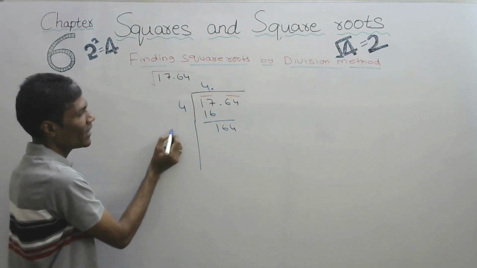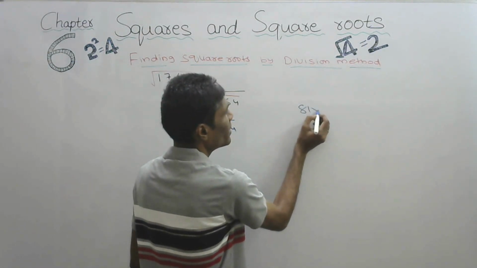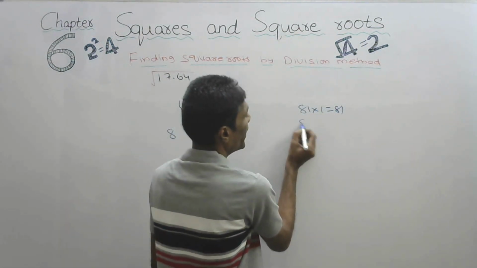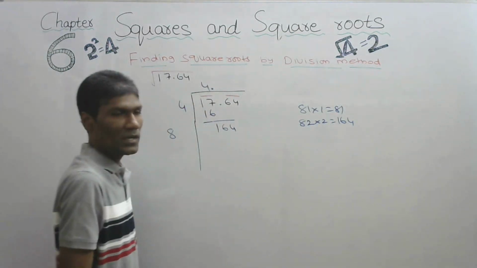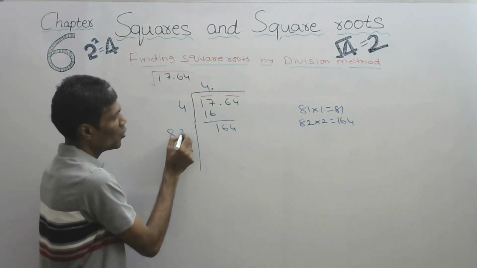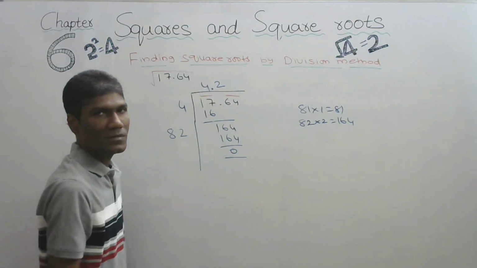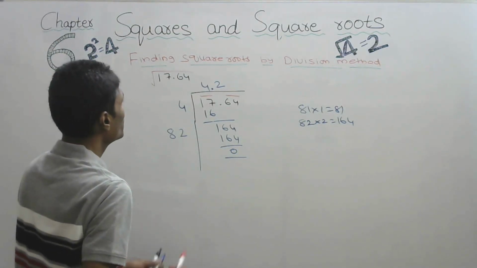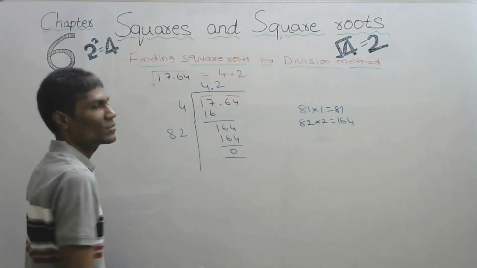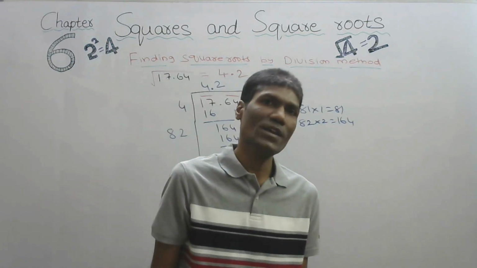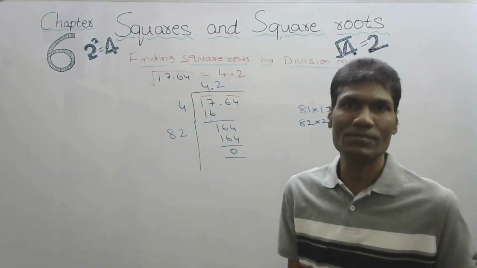4, double of it, 8. And with 8, 81 ones are 81, 82 twos are 164. Yes, we got it. So, 0. So simple. So, this is equal to 4.2. Same as previous, same process, but the only thing is, when we have a decimal, we will take the decimal.